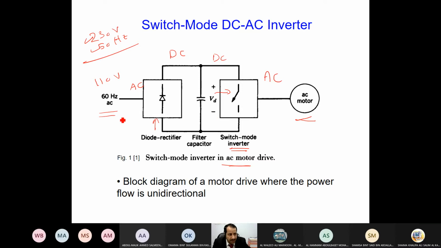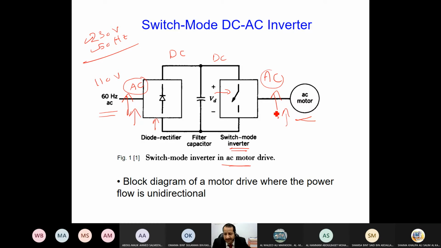You may say, okay, if we have AC here, we are back to AC. What is the point? The point is the AC here is different from the AC here. Here I can't control, but here I can control. I can change the frequency, I can change the voltage, both, as we are going to discuss soon.